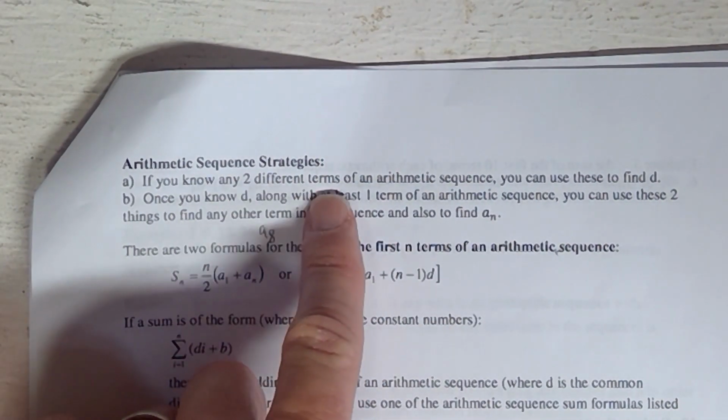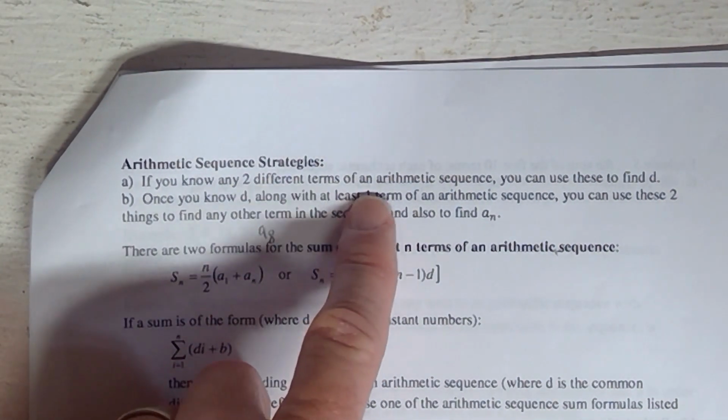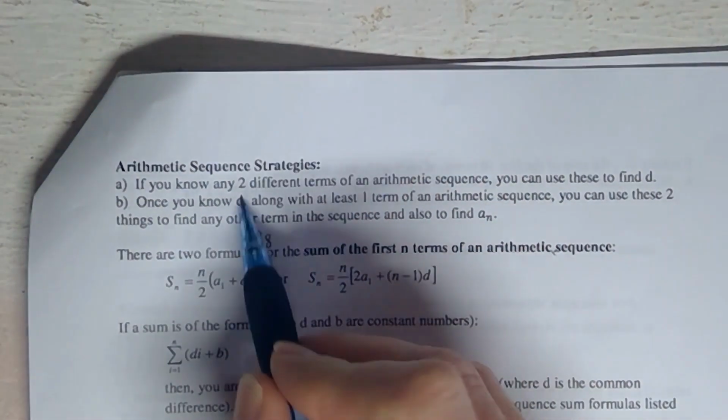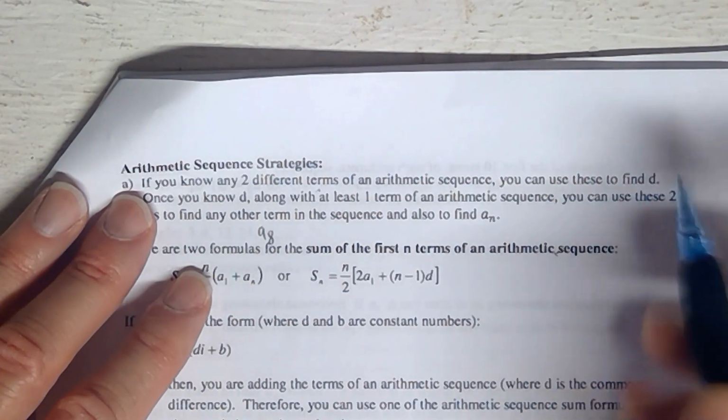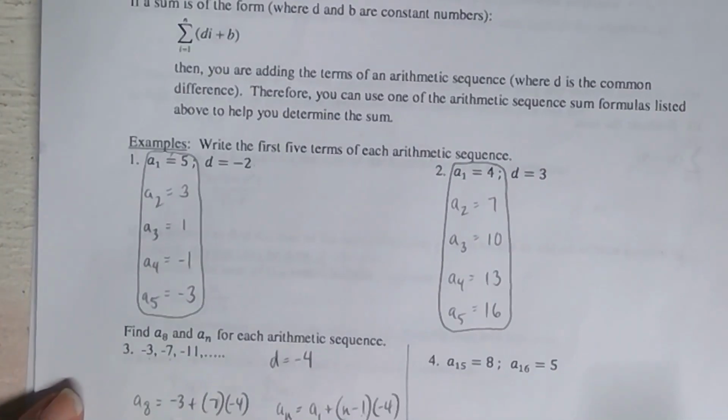If they don't give you what d is, but they give you two different terms in the sequence, you can use those two different terms to figure out what d is. All right, let me show you how to do that.